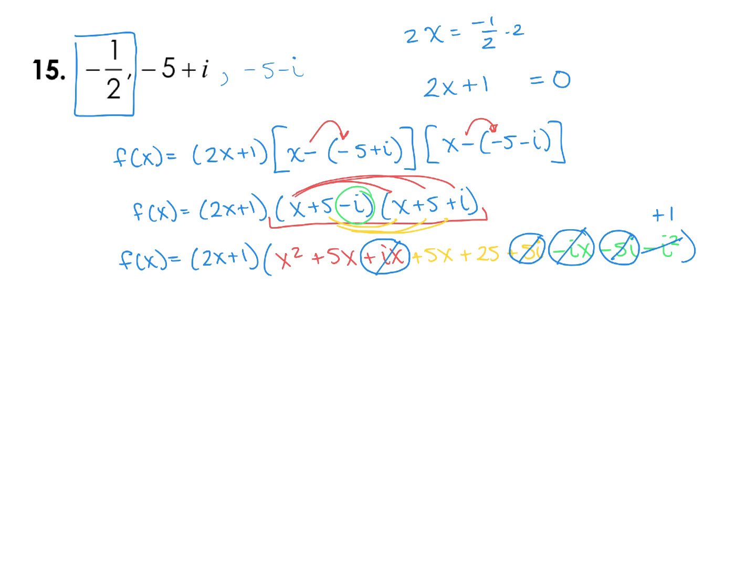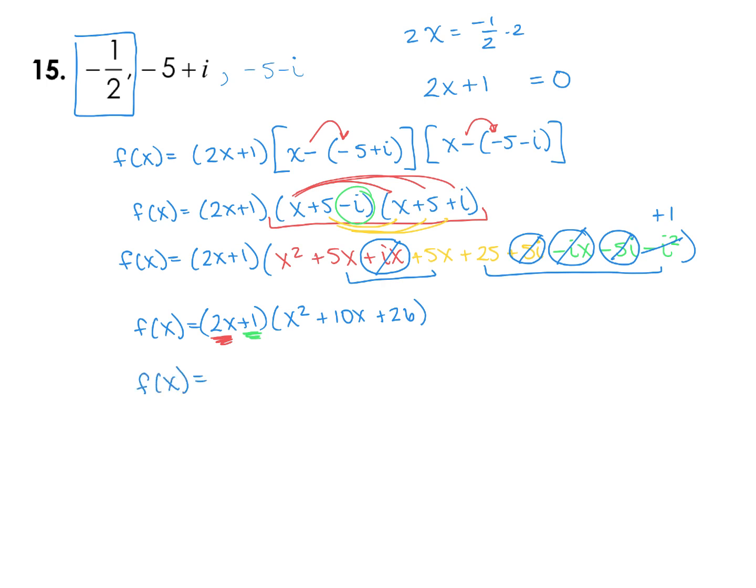So what I can do now is combine all my like terms. I've got some 5x's and some constants that I can put together. So I've got f of x equals 2x plus 1 times what's left, x squared plus 10x, and 25 and 1 is plus 26. From here, I've got one more piece that I have to multiply through. I'll take that 2x and multiply it into everything, and then I'll take the 1 and multiply it into everything. That'll be my last step, and then combining like terms.